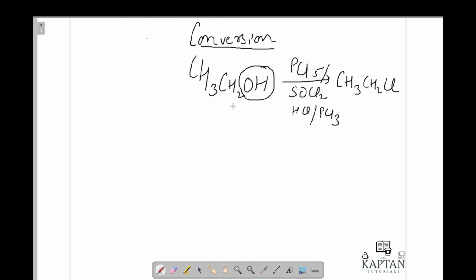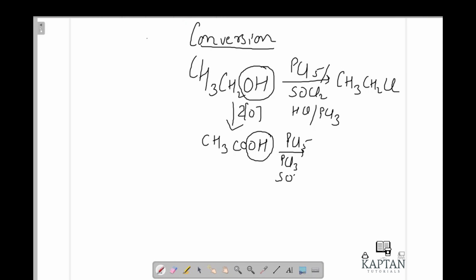Now if we carry out oxidation, two steps of oxidation, this directly changes into CH3COOH. This is ethanoic acid. And in this ethanoic acid, again we want to replace this OH group. Then again we will use a reagent PCl5 or PCl3, or we can use SOCl2. Even we can use HCl also. So this will change into CH3COCl.